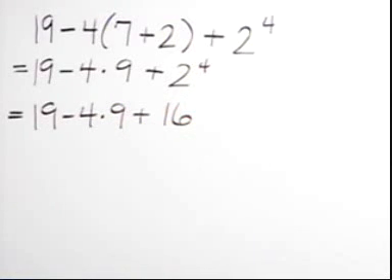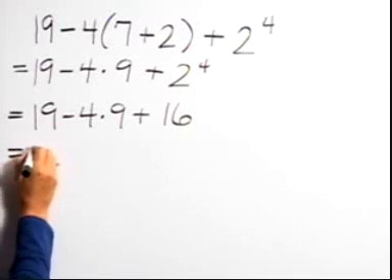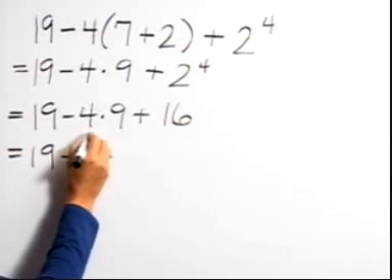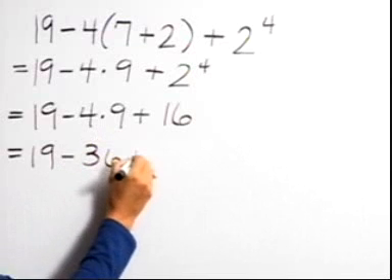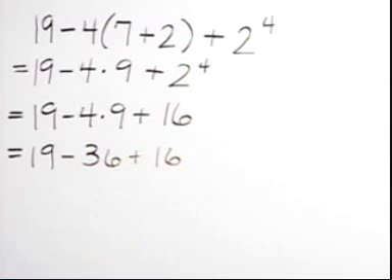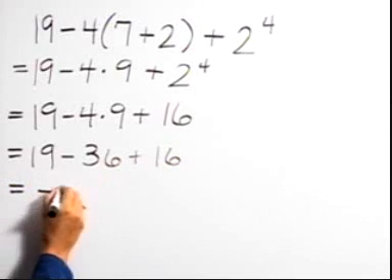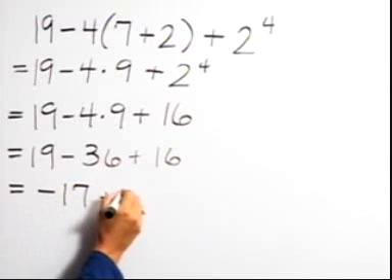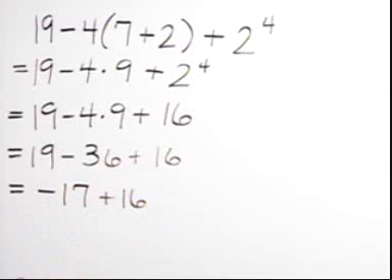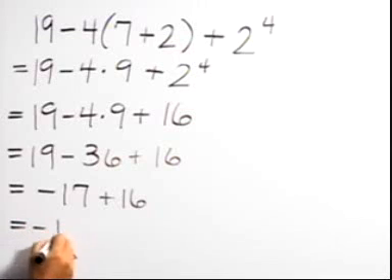Then we'll do our multiplication. So we'll have 19 minus 4 times 9 is 36 plus 16. And then we'll add and subtract from left to right. So we'll have 19 minus 36 is negative 17, and negative 17 plus 16 is negative 1.